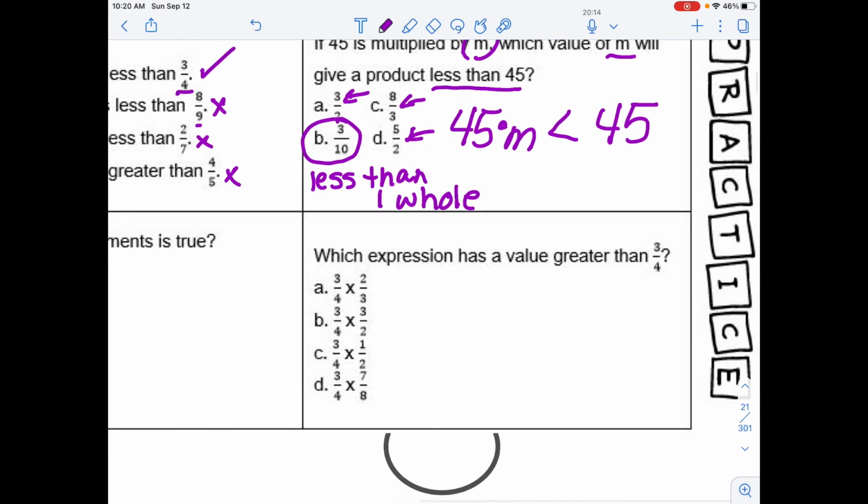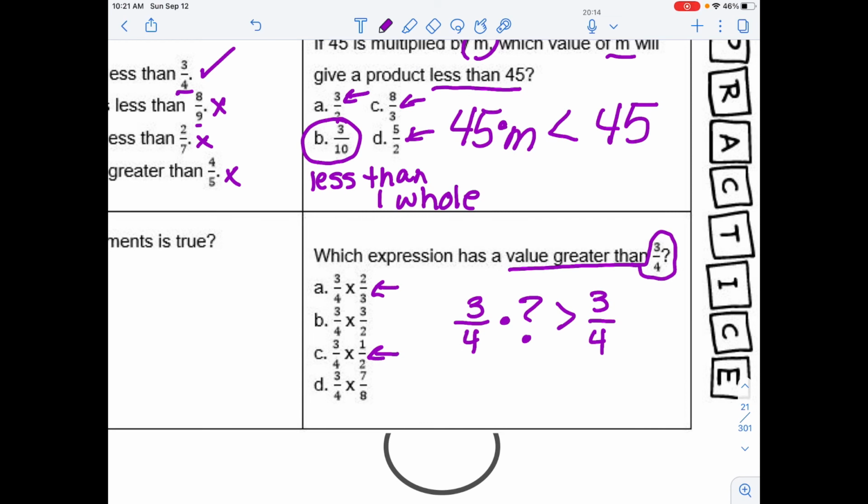All right, the next one too. Which expression has a value greater than 3/4? So that means, as I'm looking at this, I'm going to be taking 3/4, multiplying it by some number, having a value that's greater than 3/4. So that means I'm going to be multiplying it by an improper fraction. So that's greater than a whole. So if I look at A, it's multiplying it by a proper fraction. If I look at C, that also has a proper fraction, and D does too. The only one that has an improper fraction where it's greater than 1 whole is B.